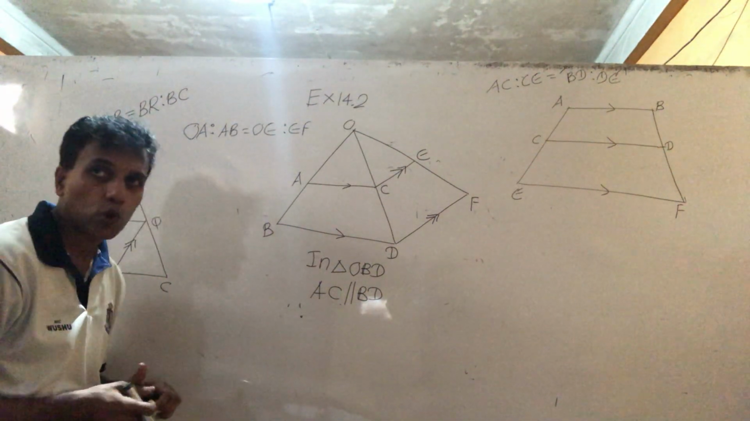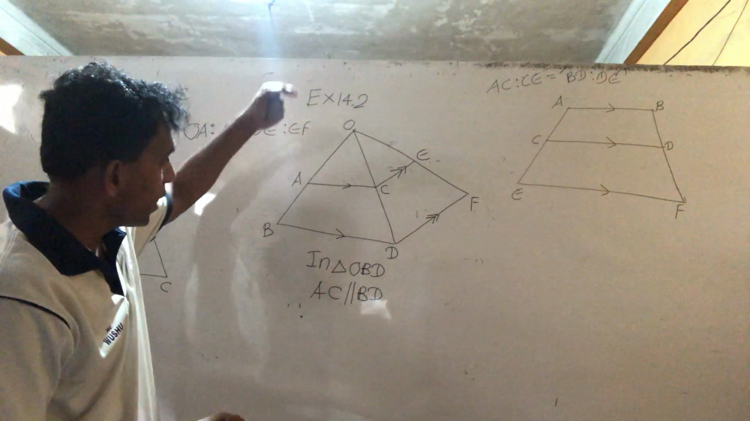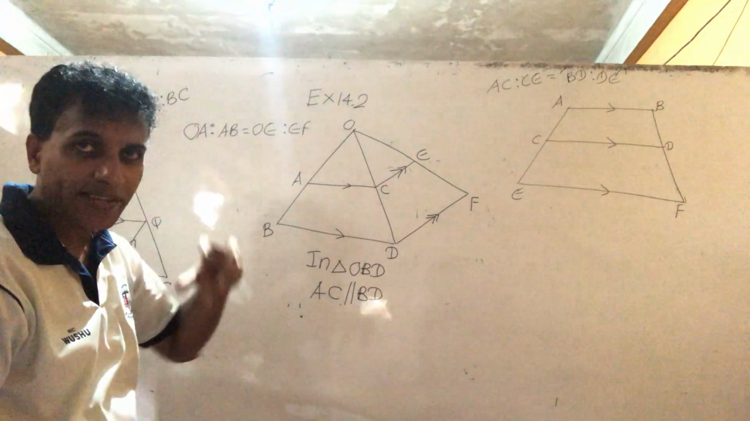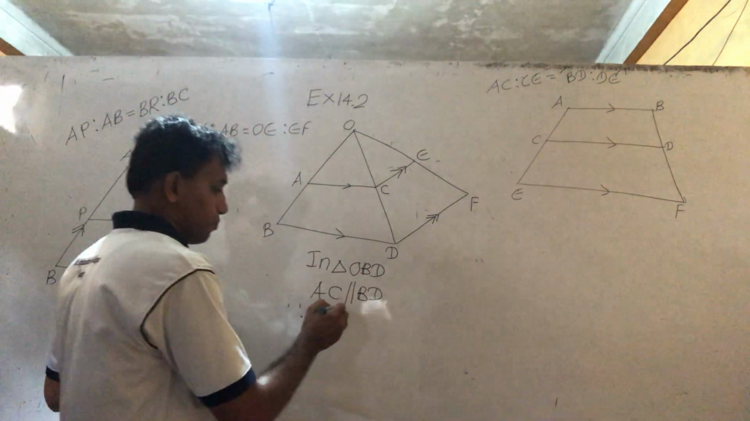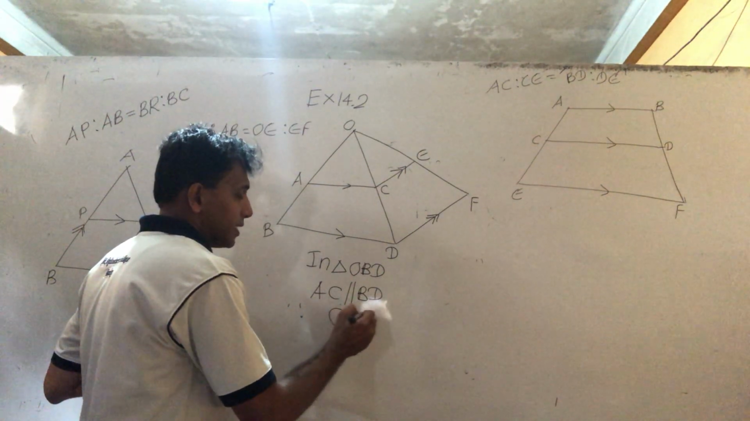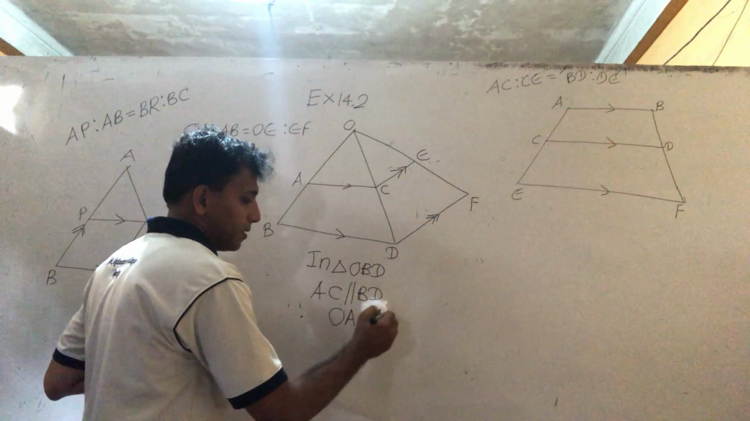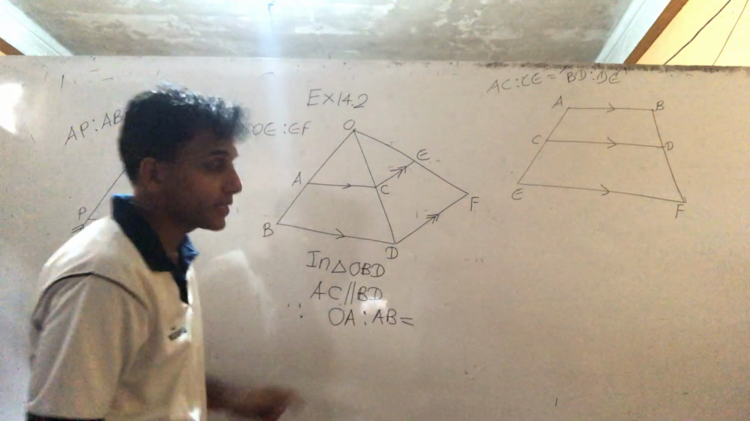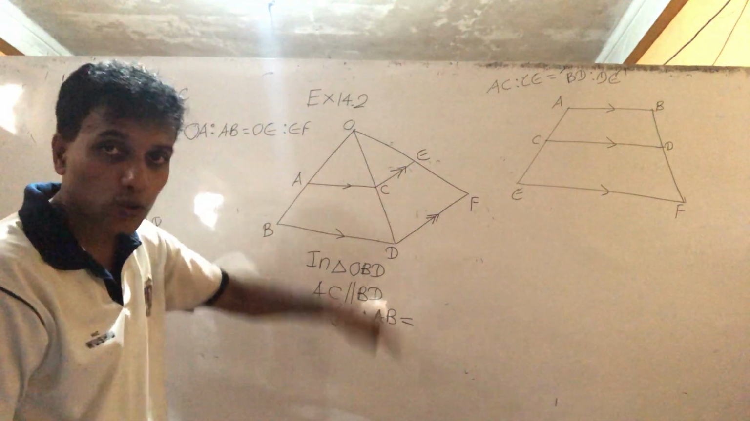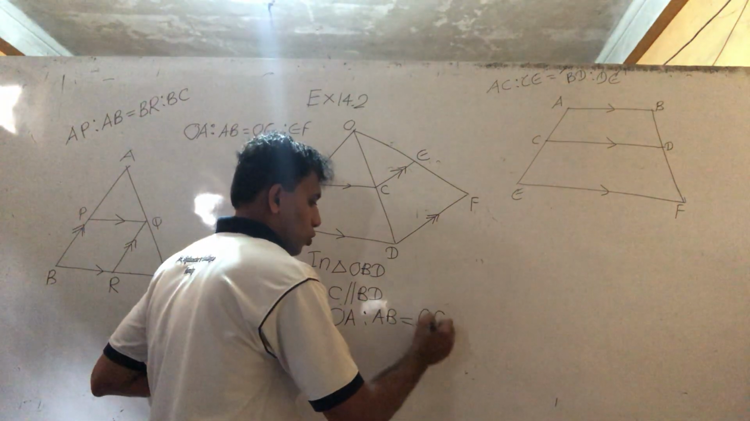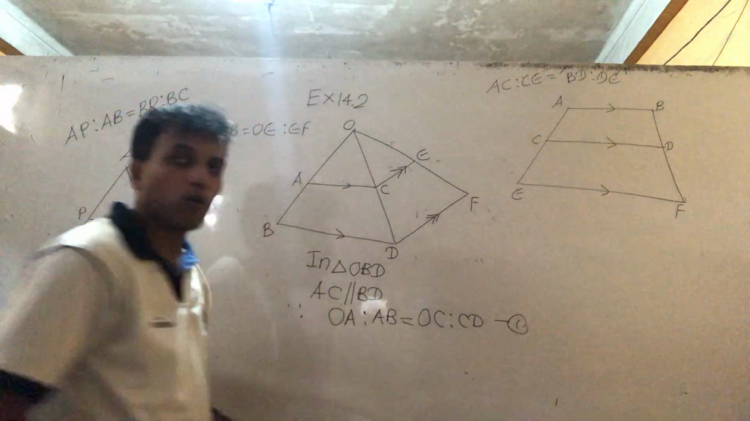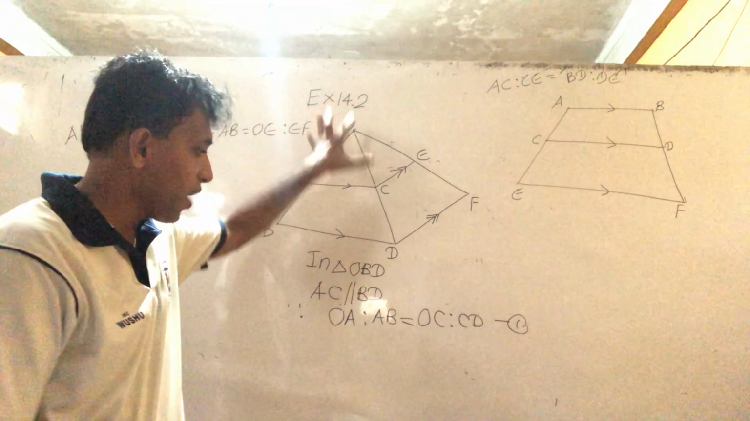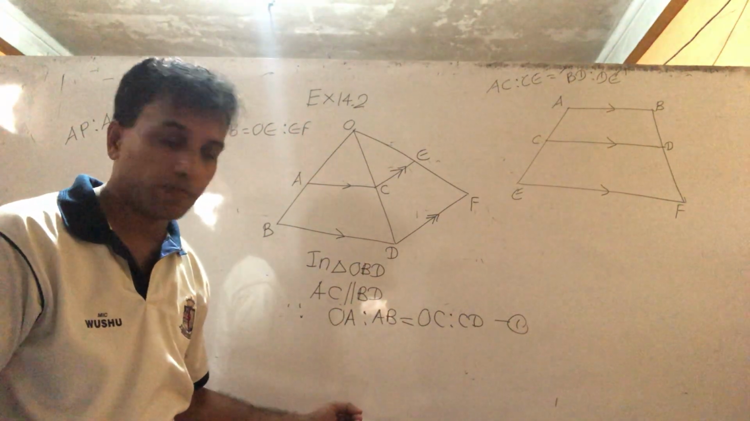Therefore, what the ratio theorem says, OA is to AB, you can write as a fraction or ratio. I write the ratio. OA is to AB equals what here? OC is to CD. OC is to CD. I say number one. Number one result, for this triangle, apply the ratio theorem.